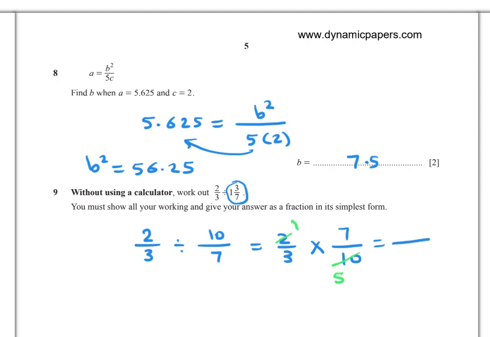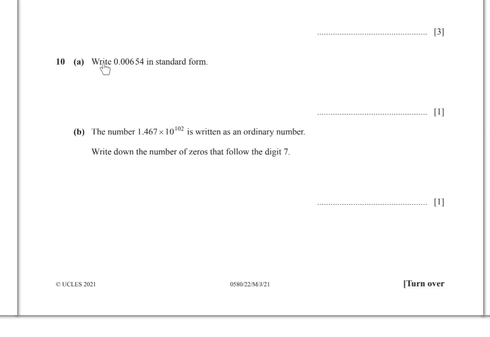7 times 1 equals 7. 3 times 5 equals 15. So 7/15. Next, number 10a.